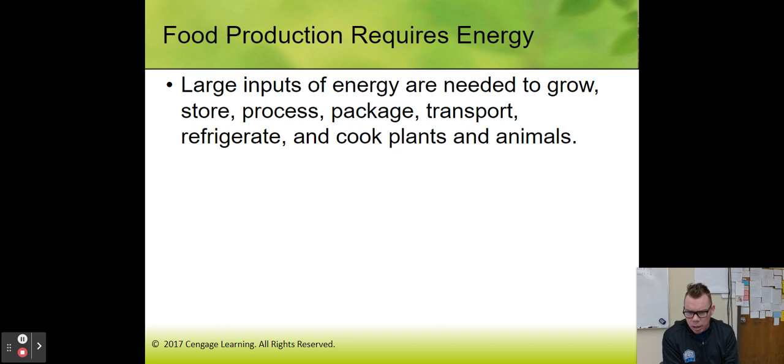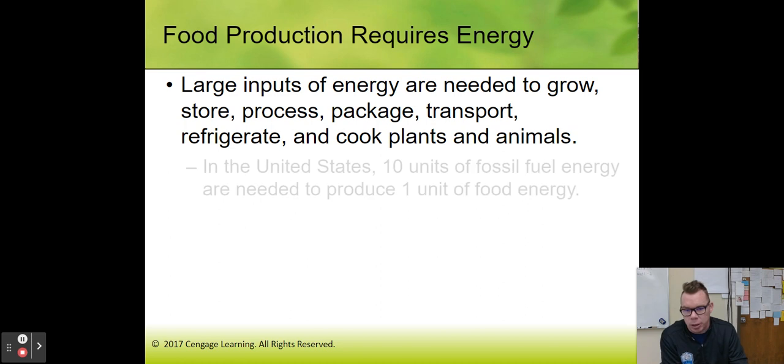All right. So large inputs of energy are needed to grow, store, process, package, transport, refrigerate, and cook plants and animals. There's a ton of energy going into it. We're talking about industrial agriculture the other day. We were talking about how big those John Deere tractors were and all the fossil fuels that they use. There's a lot of high input into food production. And then once it gets to the grocery store, a lot of input to keep the stuff cold. Okay, and then once we get home, then we got to drive to the store, drive back. Once we get home, energy in the refrigerator, energy in the stove, energy in the oven, and so on and so on. There's a lot of energy going on.